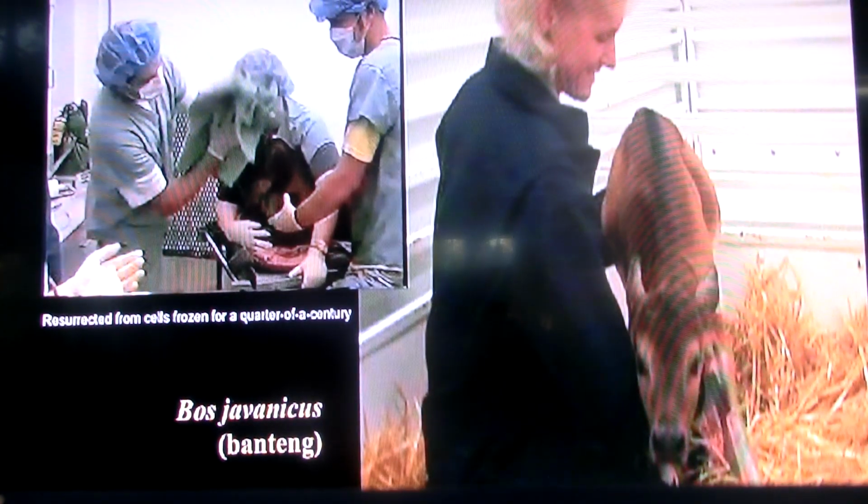Actually, it was born April 1st in 2003. And then we didn't want the banteng to grow up as an Iowa cow, so we sent it back to San Diego to live with the other bantengs there.